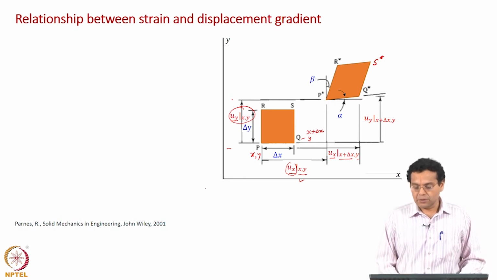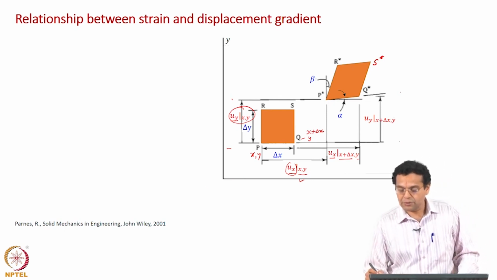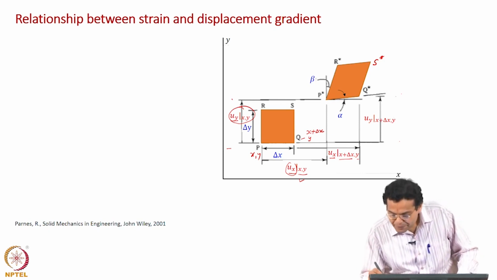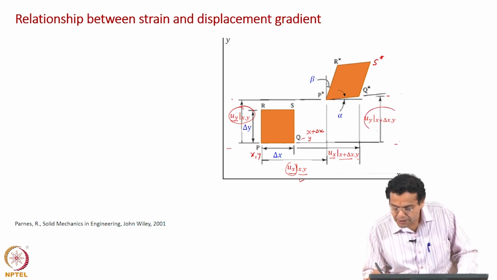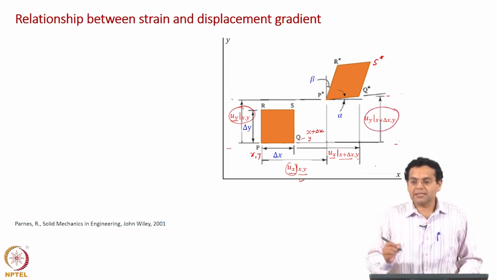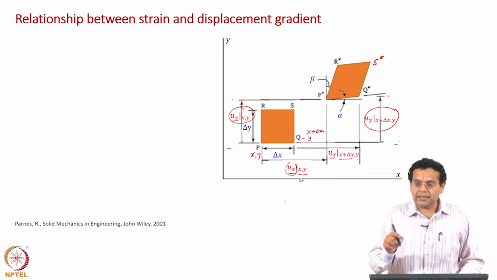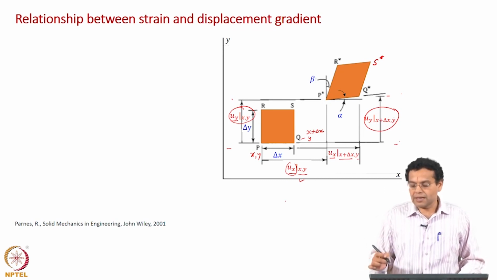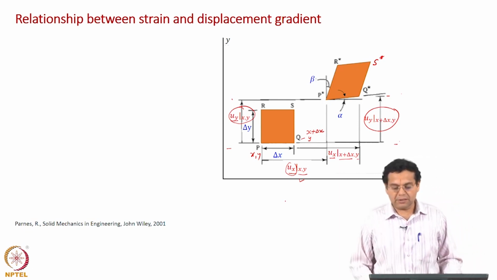Now, Q has also moved to Q star, vertically displaced. So, this position is Q star, this is Q. What is the vertical displacement? uy, but where is it evaluated now? At Q, which is x plus delta x comma y. So, uy evaluated at x plus delta x comma y. Okay. So, we have completely described all the nomenclature shown.